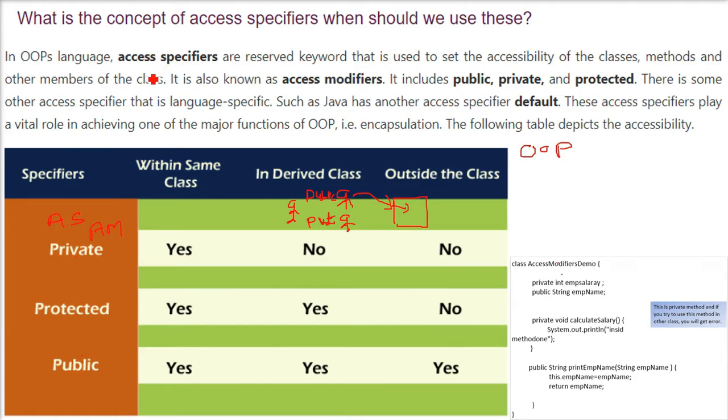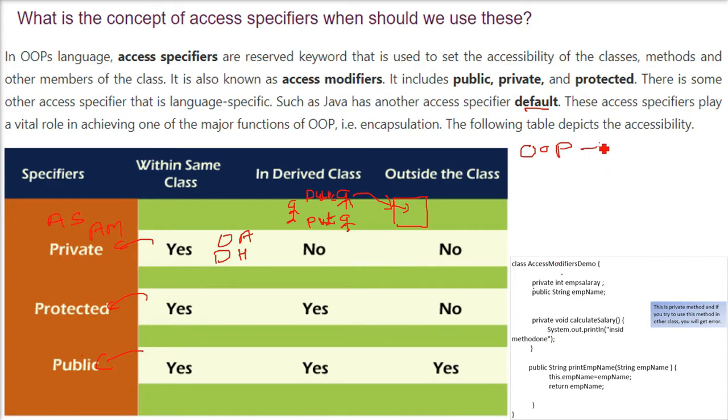If you have protected, only the inheriting class can access. Private, it cannot access. Public, it can access. Public and protected can be accessed by the inherited class, but an outside class will not be able to access private. So these access specifiers play a vital role. Data abstraction and data hiding are concepts, but private, public and protected actually implement them.